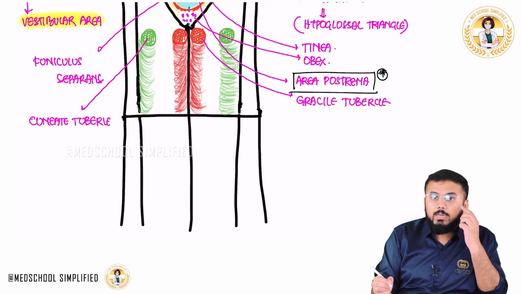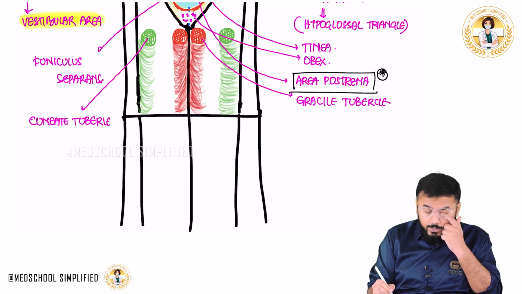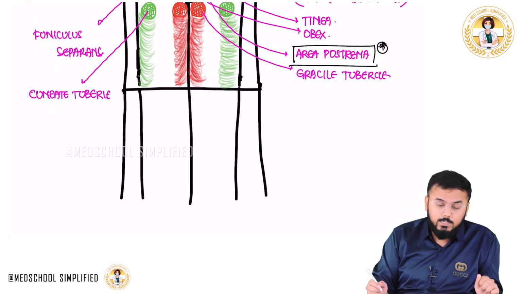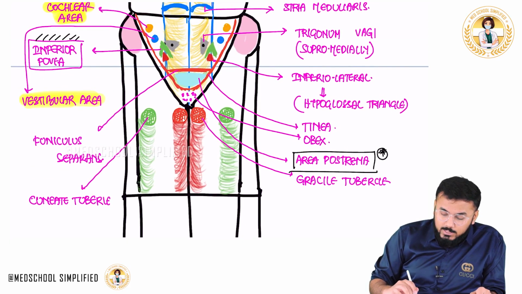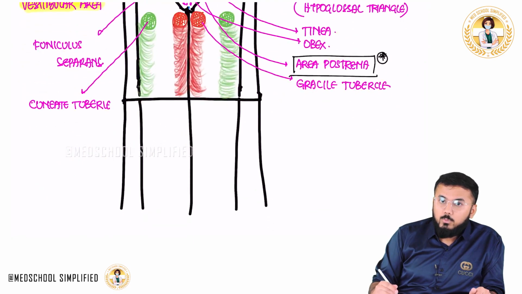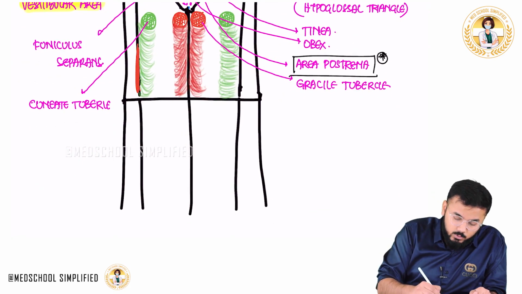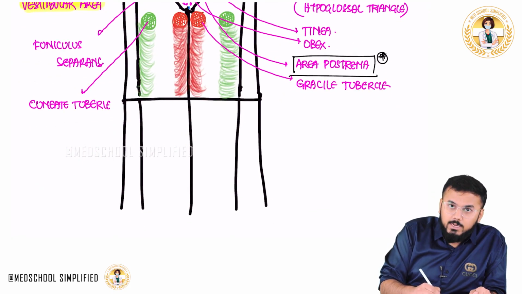This is called your gracile tubercle. One is called your cuneate tubercle and the other one is called your gracile tubercle. Next, down here, you see this sulcus. This sulcus is called the posterolateral sulcus. See this one, the sulcus which I am highlighting with red.